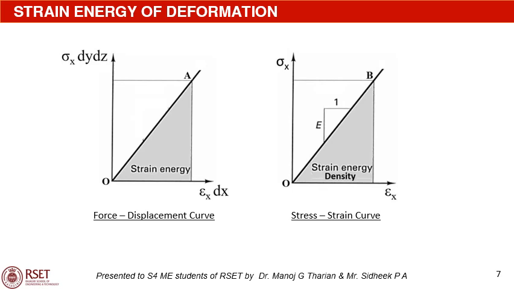Now, if we make a similar plot of stress versus strain during the loading of the linearly elastic stress element, we will get a curve OB as shown in the stress strain curve. The area under the curve OB is given by half into sigma x into epsilon x, which is the strain energy stored per unit volume or the strain energy density. The slope of the stress strain curve gives the modulus of elasticity E for the material.